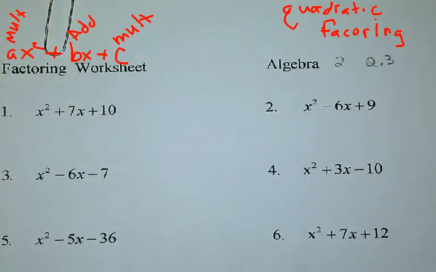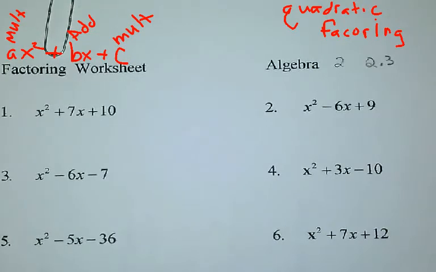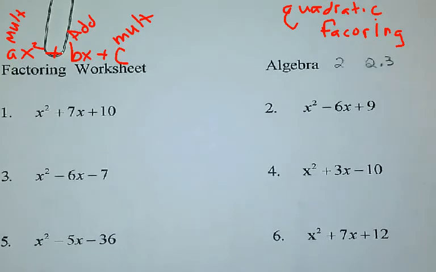Okay, this one is about quadratic factoring. So here's the deal. All of these quadratics are in standard form. There's a number in front of x squared, and it's 1 every time. All of these, the first number's 1, so these are all regular size parabolas. Then there's a bx and a c.